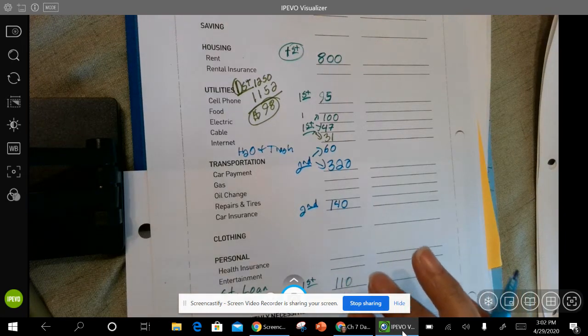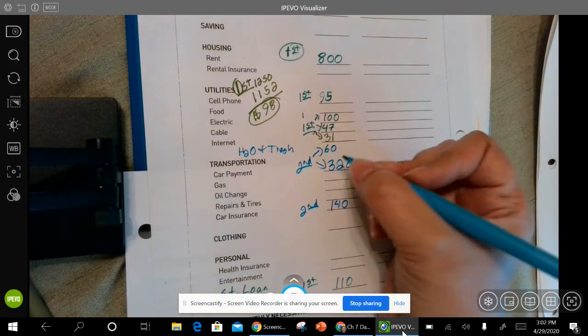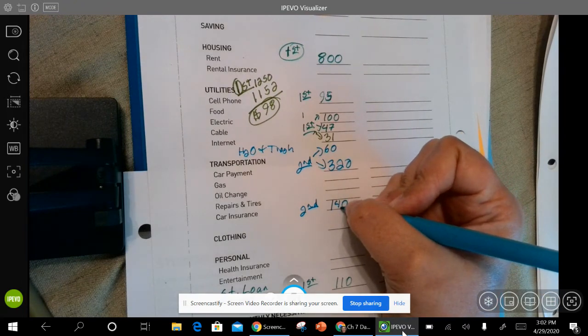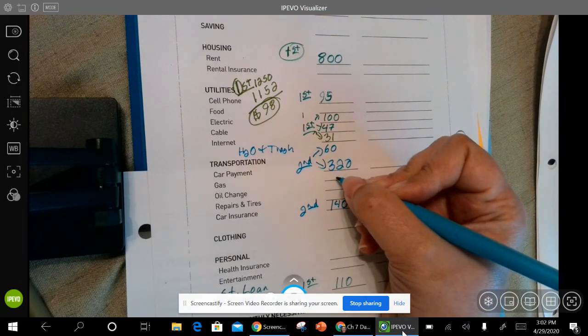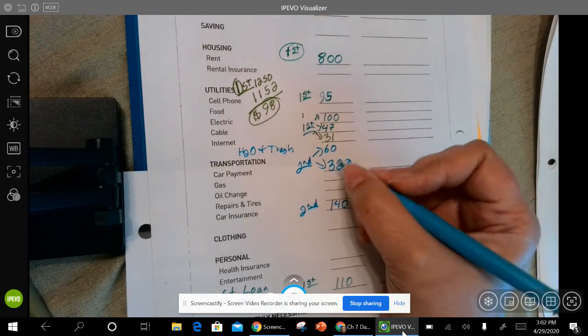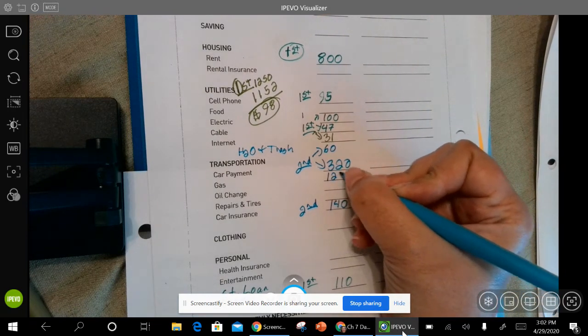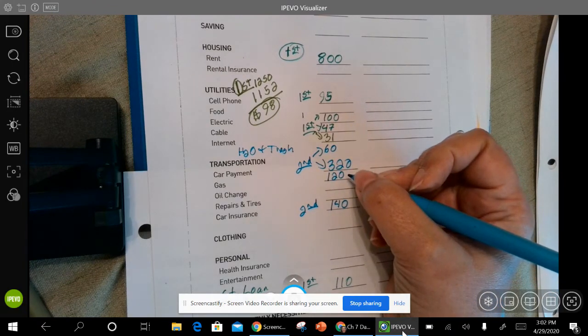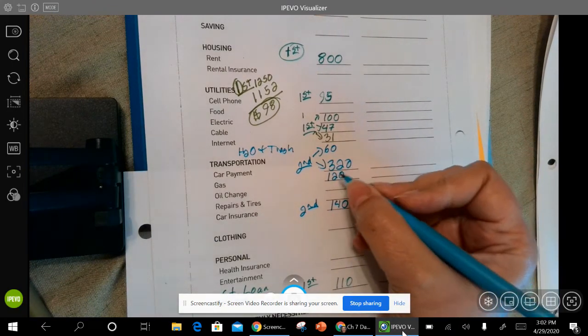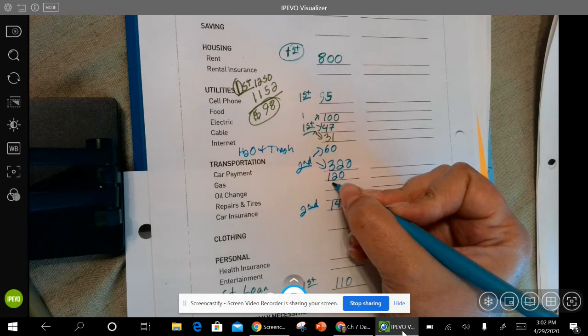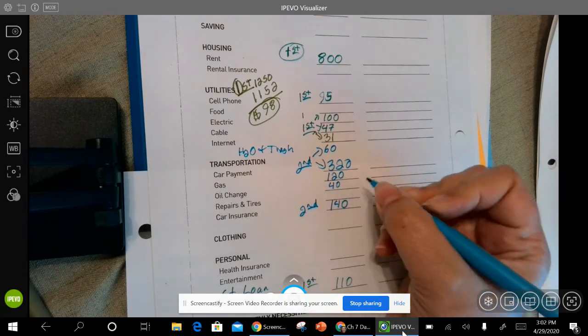Okay, and then from our second one, we can add all of these expenses. In the second one, everybody, we're going to add gas. Let's say that you pay $120 in gas. Again, everybody, it's going to vary. An oil change you might not need every month, but we'll still put it in.